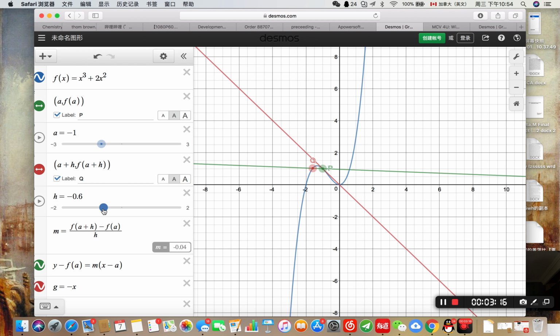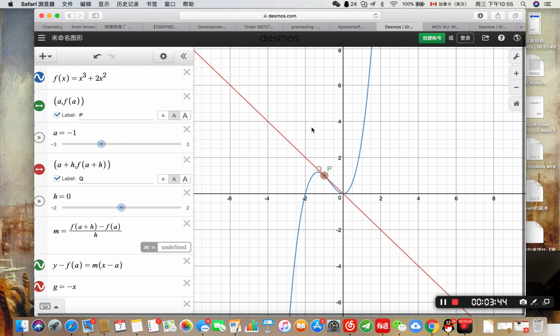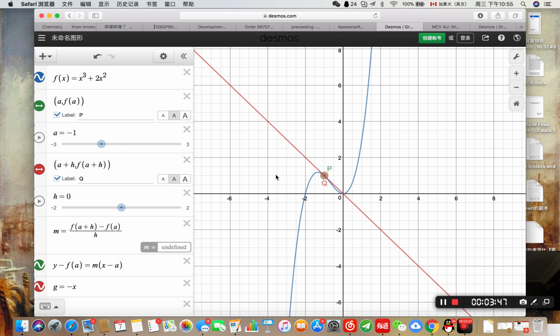And when h approaches 0, it becomes minus 0.01. It becomes almost the same, the green line and the red line become almost the same. And when h approaches 0, it is the same line. Which means when h approaches 0, the slope of the secant line becomes the same as the slope of the tangent line.